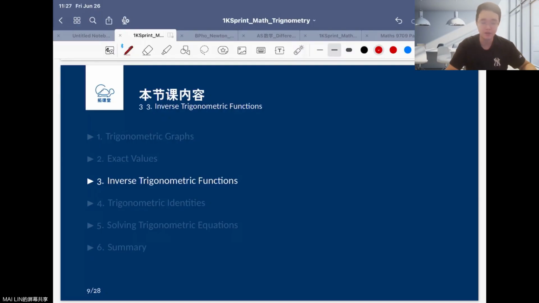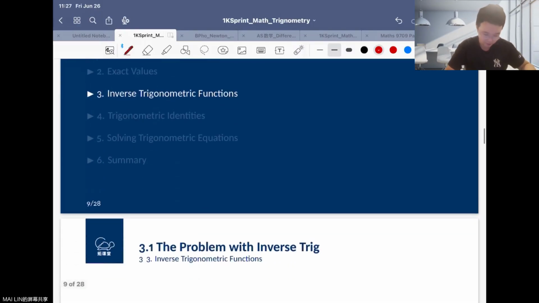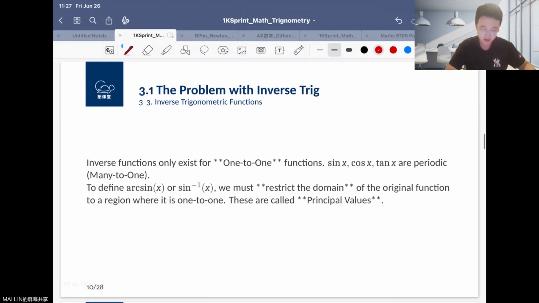Okay, hello guys. Today we're talking about the inverse trigonometric functions. That will be the first part of it. So what is an inverse function?